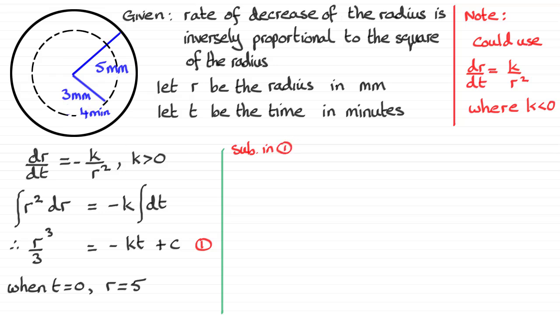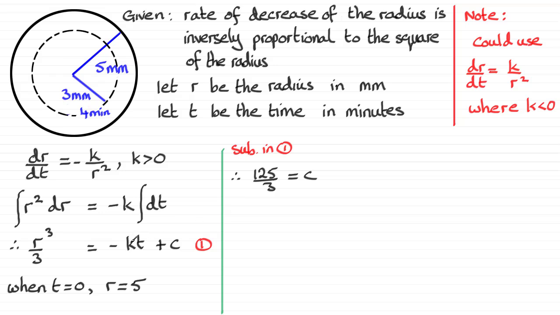All right, and if we do that, what we're going to get is r cubed. Well, that's going to be 5 cubed. That's going to be 125 then over 3. So we therefore got 125 over 3. Knowing that t equals 0, this term goes out, and that just leaves me with the constant c. Okay? Now I need to work out what k is.